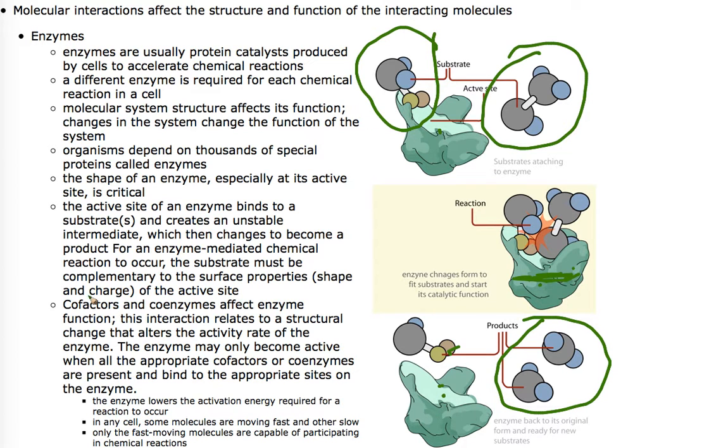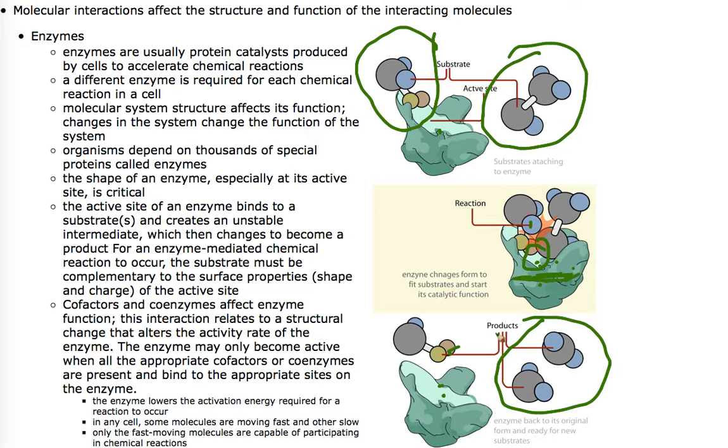Let's see, cofactors are often needed by enzymes. A cofactor is usually an ion that will sit in here in the active site, and it allows the active site and the substrate to interact properly. So cofactors are not consumed. They're kind of like enzymes. They're not consumed by the reaction, but they're needed for the reaction to take place.